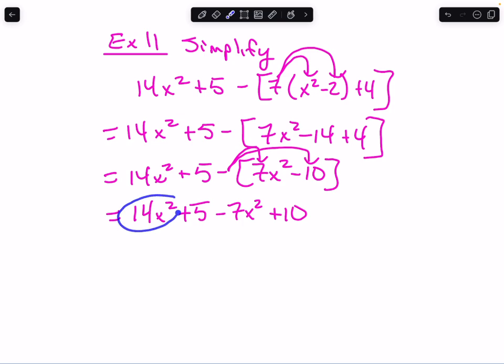So we have a 14x squared minus 7x squared. 14 minus 7 is 7x squared. And then we have a +5 and a +10. So 5 plus 10 is 15. So our fully simplified expression is 7x squared plus 15.